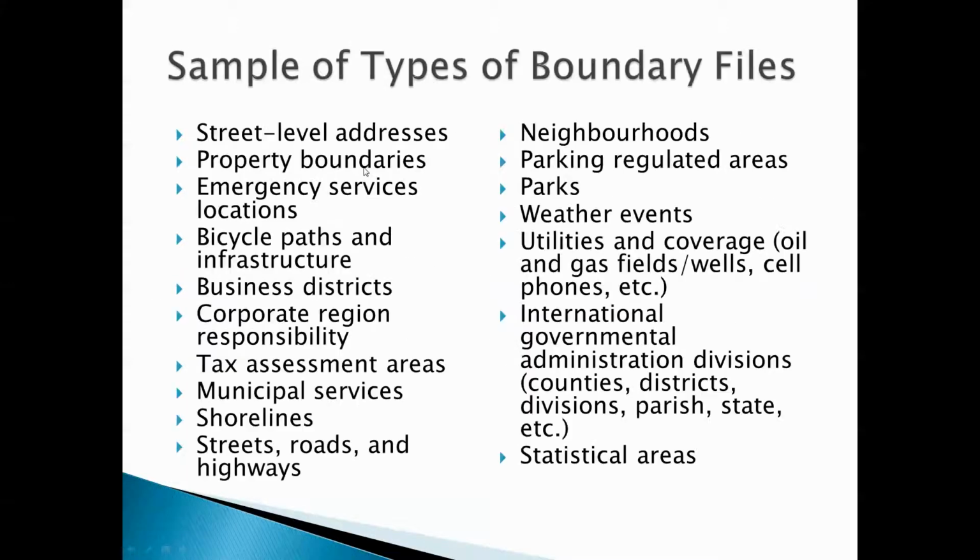So we've gone through our walkthrough. Just to give you an idea, in our investigations of shapefiles, which we've had to do many, many times, this is a list of all the different types of shapefiles that we've run across over our time: street level addresses, property boundaries, bicycle paths, corporate regions, business districts like neighborhood improvement associations, tax assessment areas, weather maps, parks, the list goes on and on. Pretty much anything you can think of where you might want geographic boundaries, odds are you will be able to find it out there somewhere.